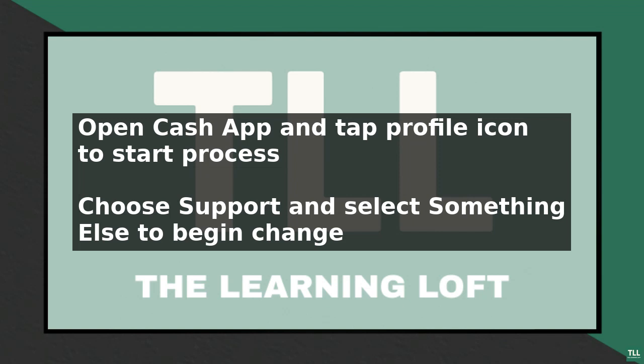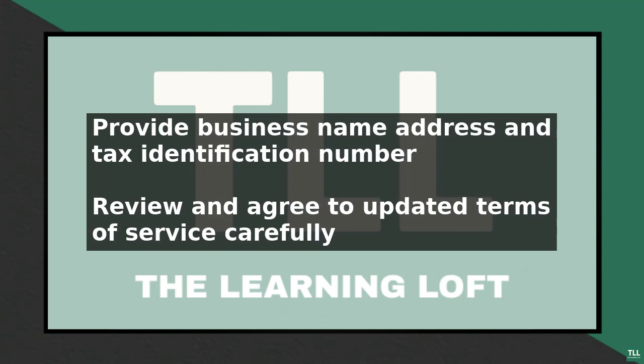You will be asked to provide some basic business information, including your business name, address, and tax identification number. This information is required to verify your business and comply with regulatory requirements. After submitting your business information, review and agree to the updated terms of service. This will complete the conversion process and your account will be changed to a business account.